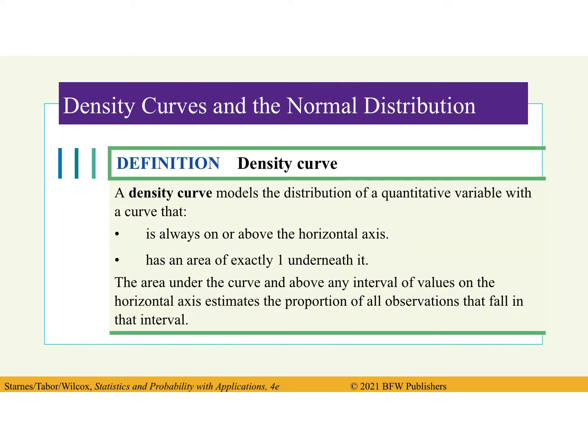Here are some other things we need to know about a density curve. So this we want to write down. A density curve models the distribution of a quantitative variable with a curve that is always on or above the horizontal axis and has an area of exactly 1 underneath. The area under the curve and above any interval of values on the horizontal axis estimates the proportion, it's always an estimate, of all observations that fall in that interval.